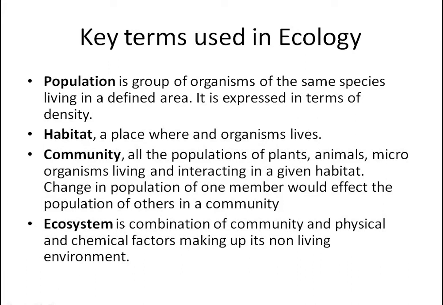Community: all the populations of the plants, animals, and microorganisms living and interacting in a given habitat would make up a community. Keep in mind that a change in the population of one member would affect the population of others in the community. A population is never independent. Whenever there is a change in the population of one community, it will directly or indirectly cause an effect on the population of other communities. Ecosystem is a combination of community plus the physical factors, both the chemical and physical factors, the abiotic factors that we have read before, would make up an ecosystem.